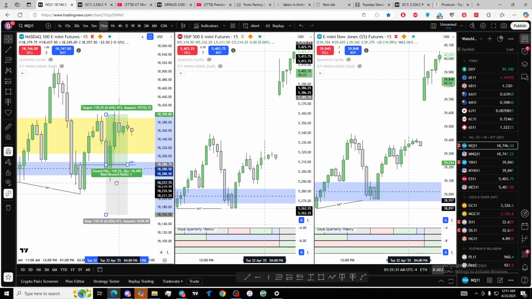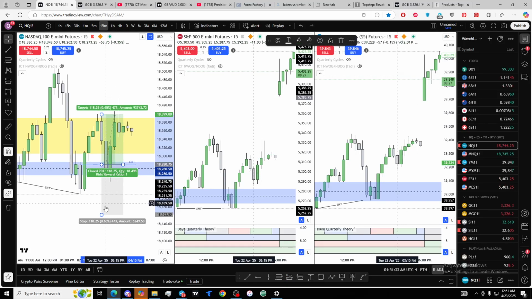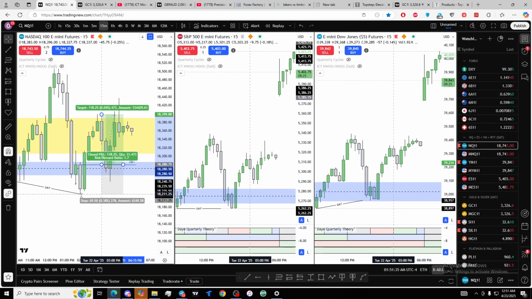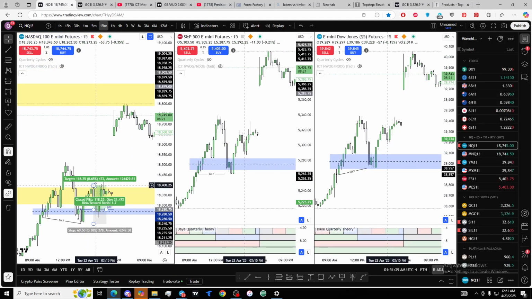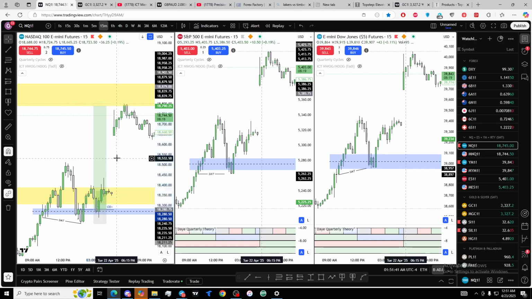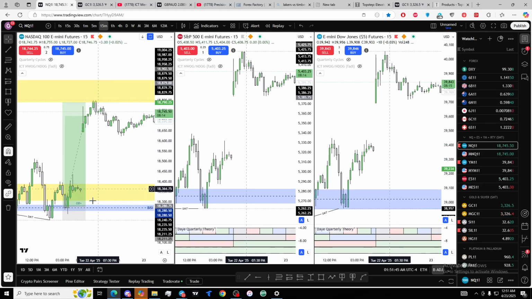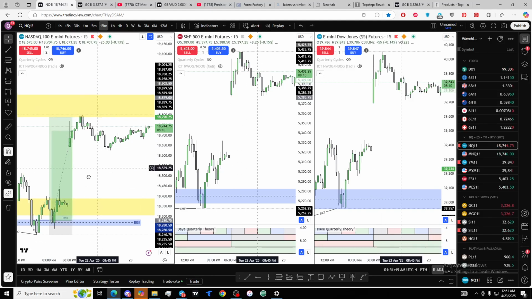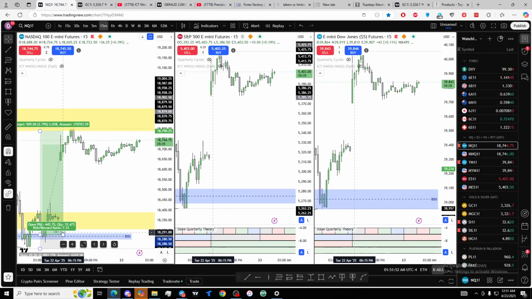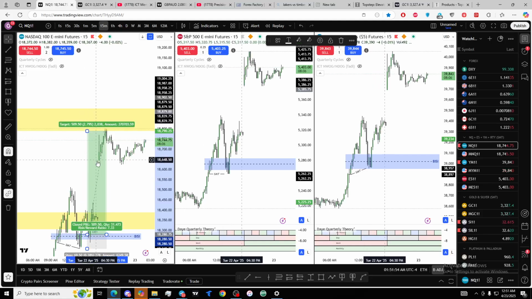That was my entry. I took it here. I put my stop below here. And I was aiming for the volume balance. Obviously, I trade with Top Step. Top Step closed my trade. And then when the market opened, guess what happened? It gapped up to that volume balance.